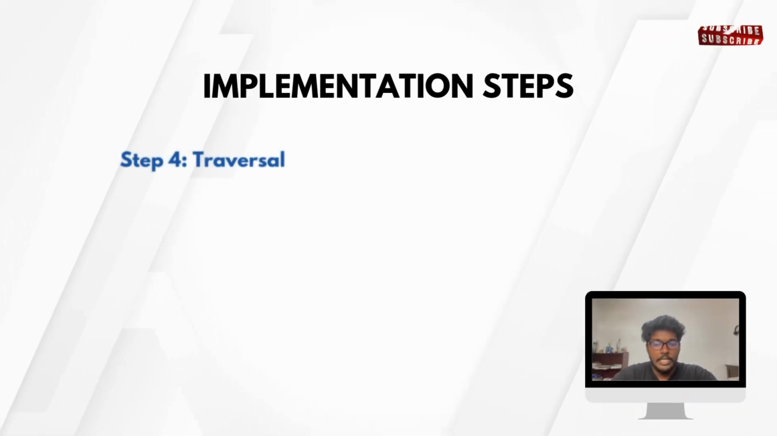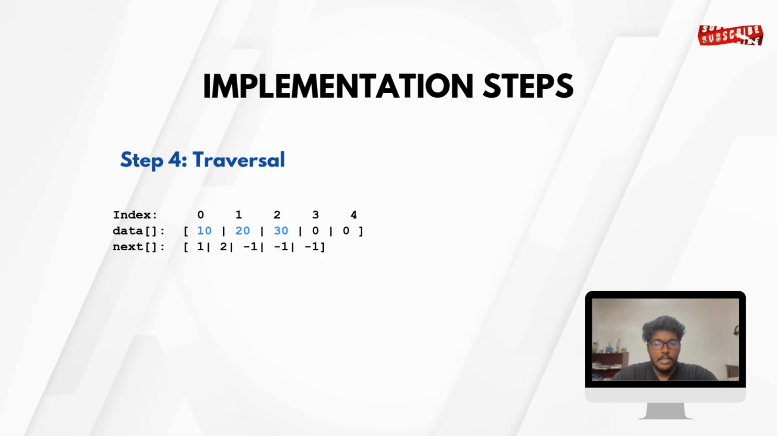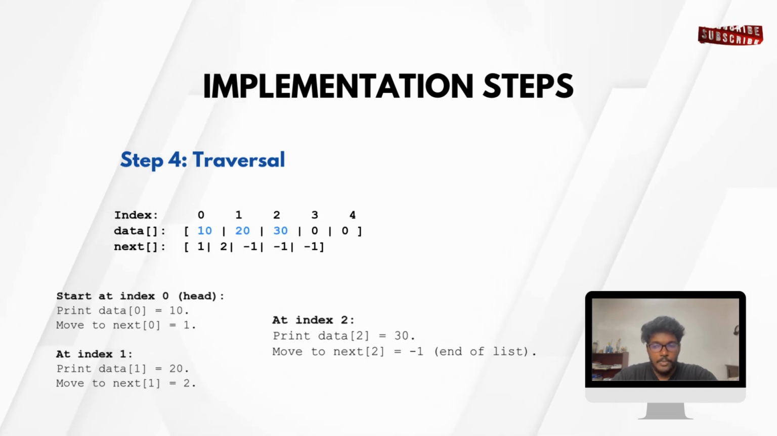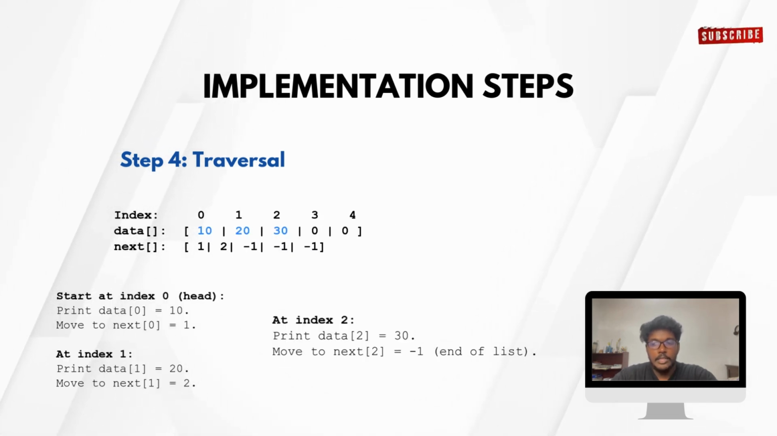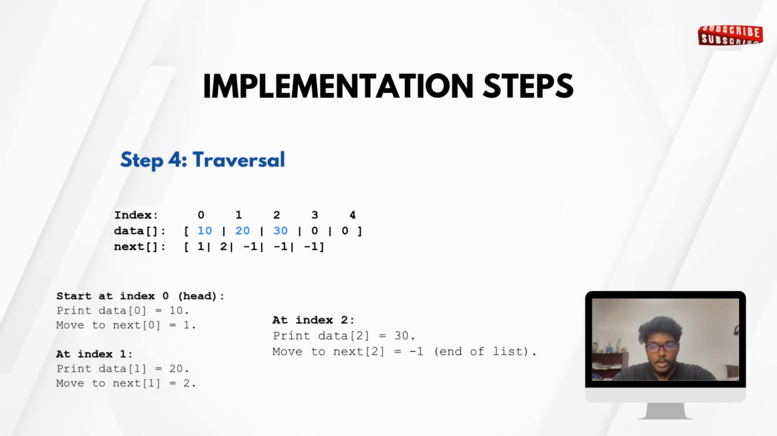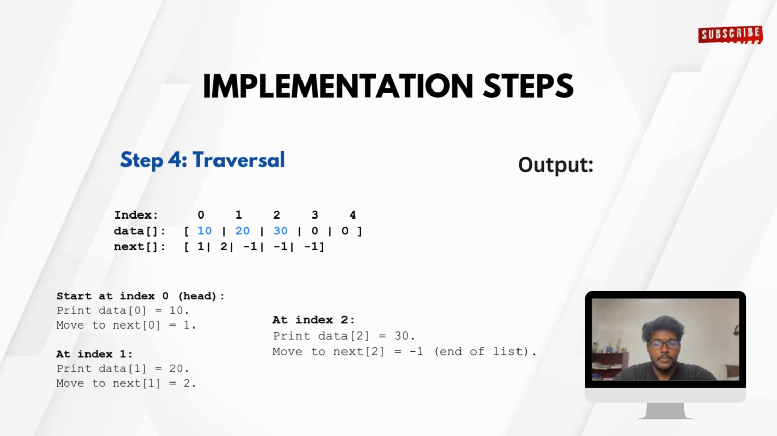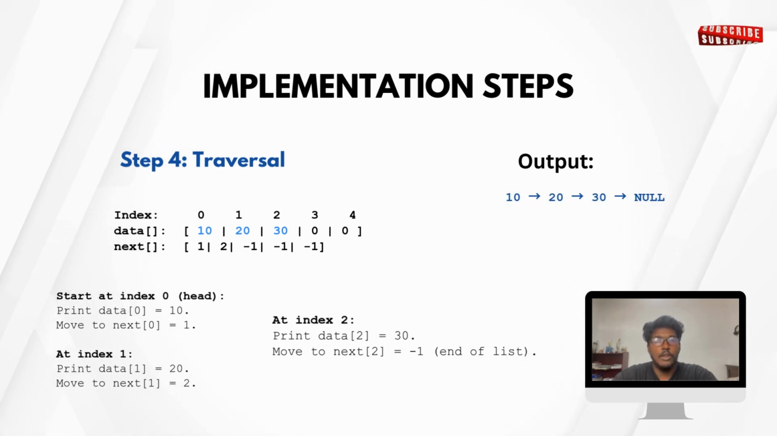To traverse the list, we start at the head, index 0. We print the value in the data array, data[0], which is 10. And then we move to the next node using next[0], which points to index 1. We repeat this process until we reach -1, indicating the end of the list. The output is 10 to 20 to 30 to none.